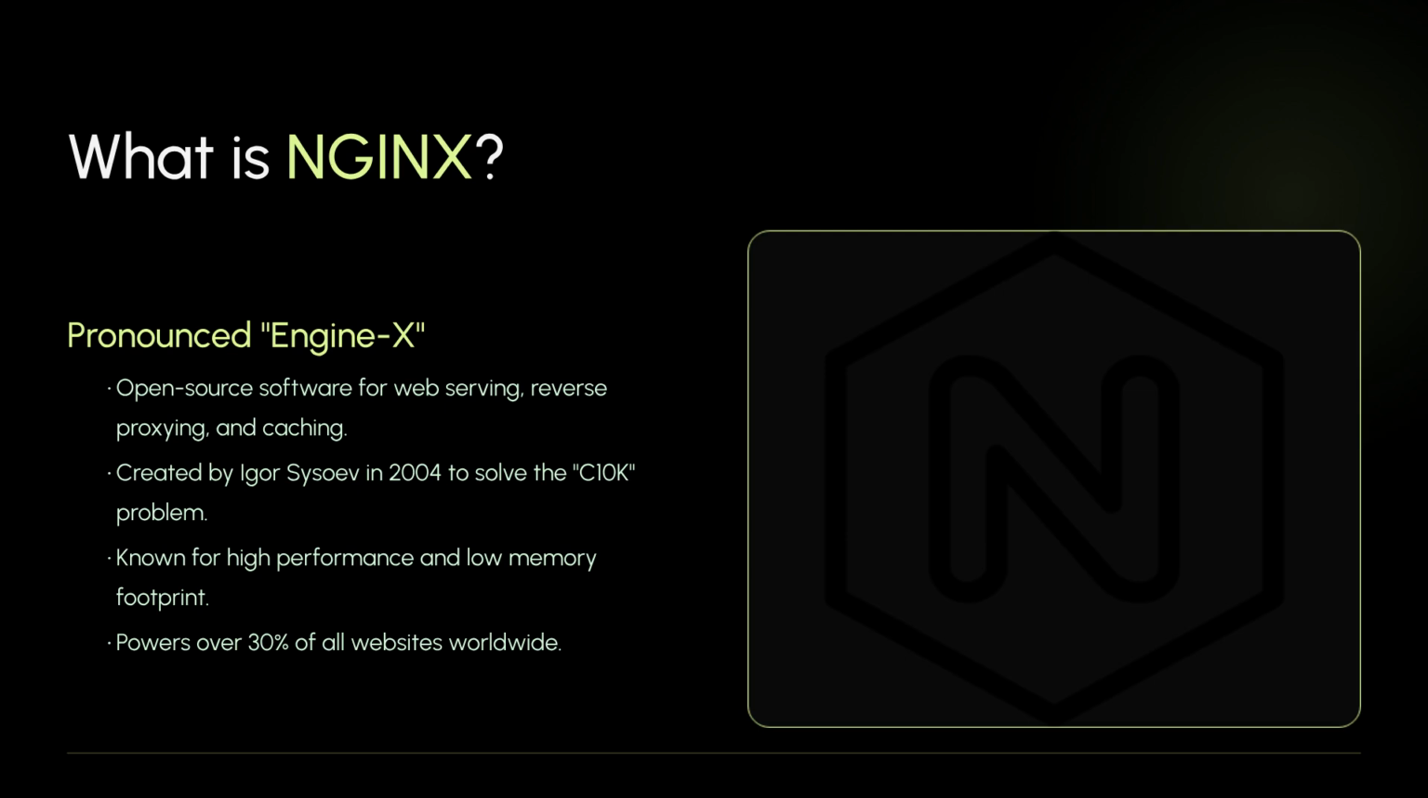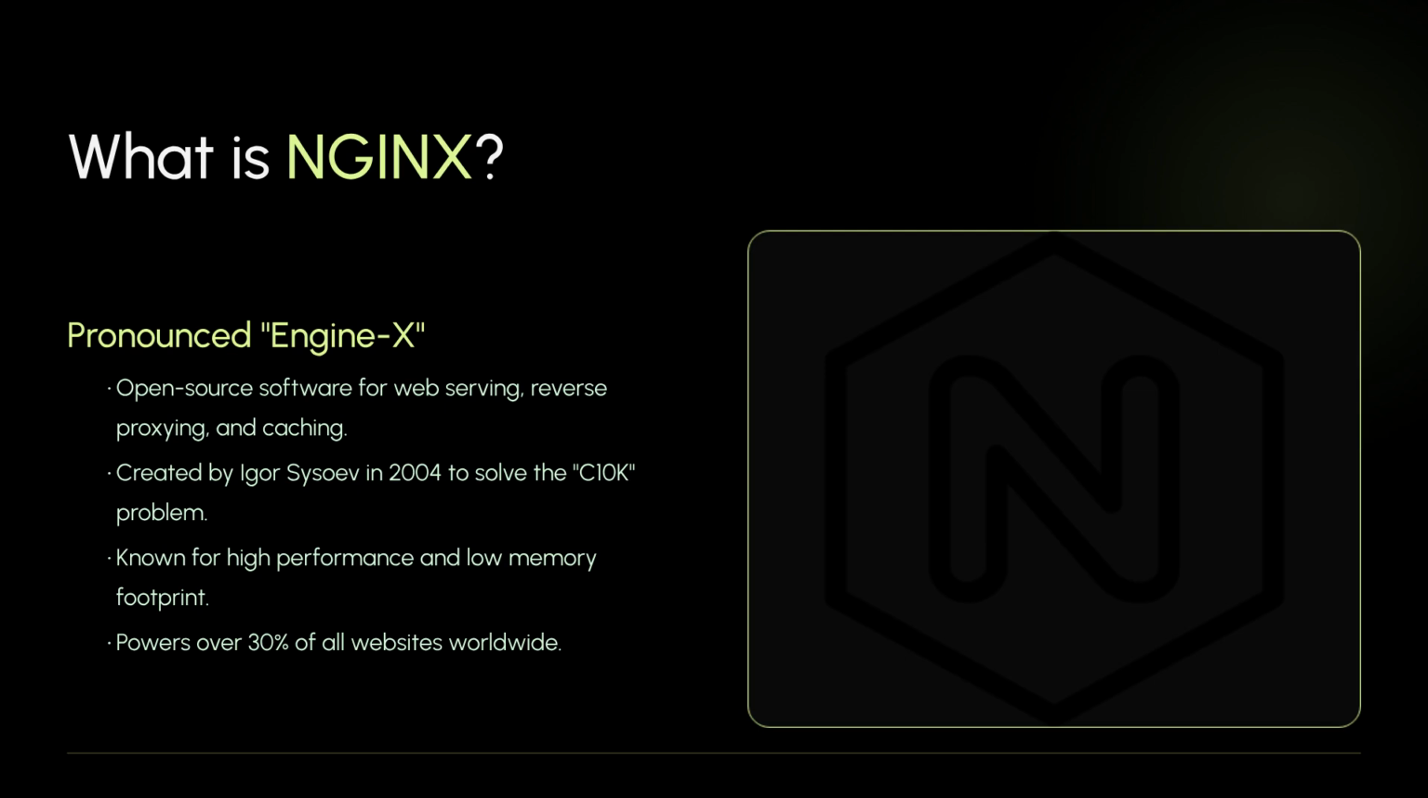It's open source software that can act as a web server, reverse proxy, cache, and load balancer. It was created by Igor Sysoev in 2004 to solve a huge performance challenge that was affecting web servers at the time. Today, it powers a massive portion of the internet and is known for being incredibly fast while using very little memory. But what made it so special?